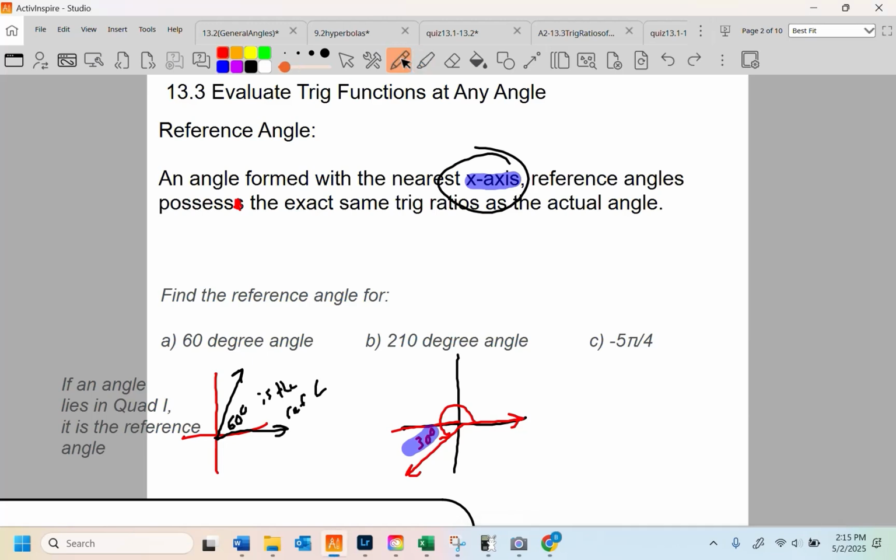All right, so C is -5 pi over 4. You're going to have to convert that to degrees. Remember that pi is worth 180, right?